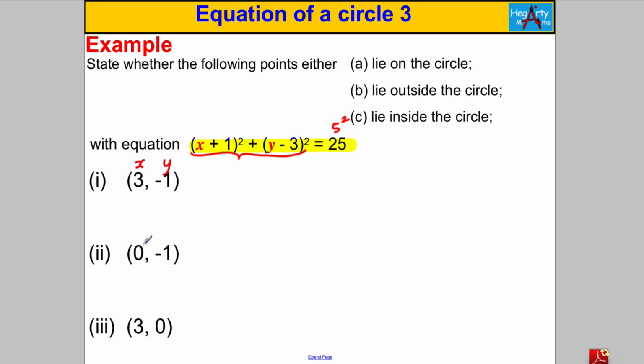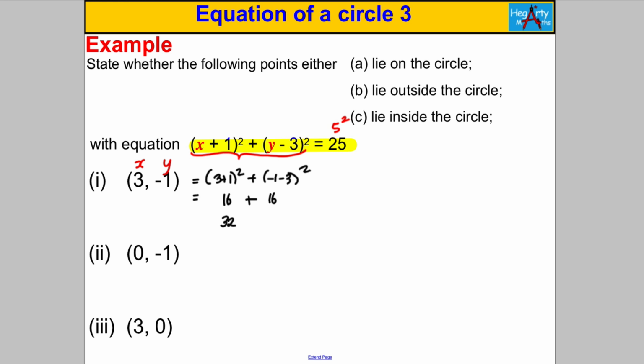So therefore it lies outside the circle, and if we get a number smaller than 25, it must lie inside the circle. So let's have a go at that. So what we're going to say is we're going to substitute in 3, add 1, all squared, add -1, take away 3, all squared. We're trying to work that out. That's 4 squared, which is 16. That's -4 squared. -4 times -4 is positive 16. So that's 16 again, and we get the answer 32.